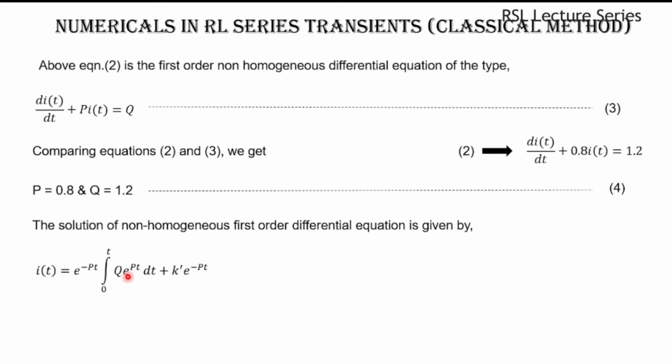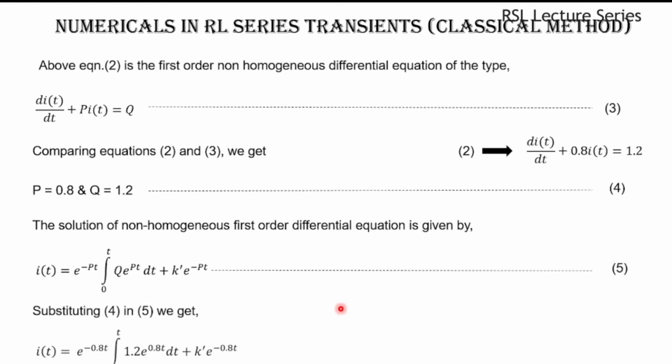Okay, so we have to remember this equation. Now we can substitute the value of p and q in order to obtain the expression for I of t. So now I of t can be written as e power minus 0.8t. We can substitute 4 in 5. 4 is nothing but the p and q values. So in place of p we can substitute 0.8 and in place of q we can substitute 1.2 into e power plus 0.8t dt plus k dash into e power minus 0.8t.